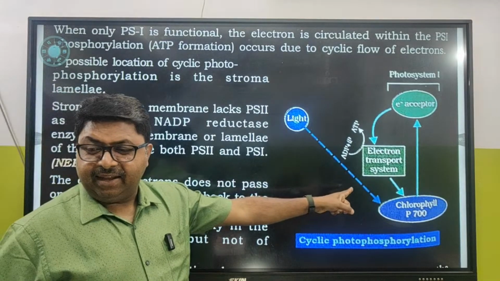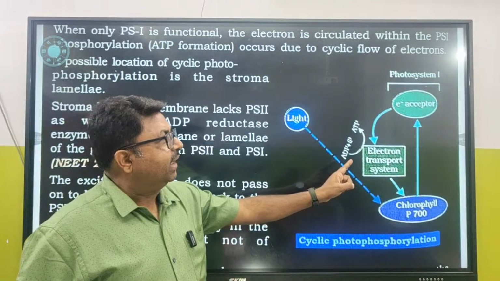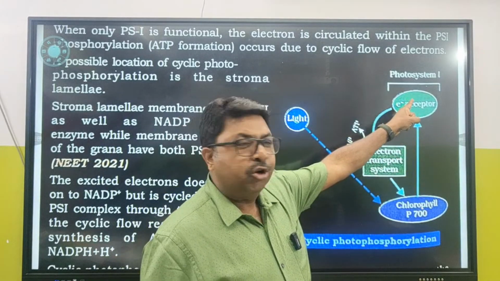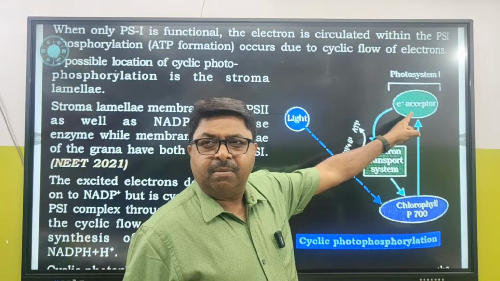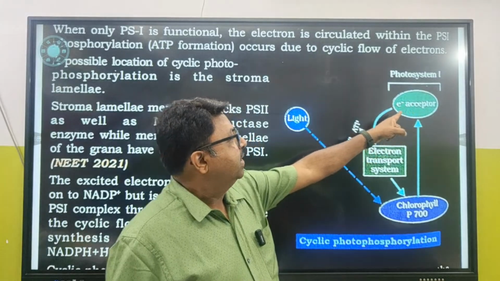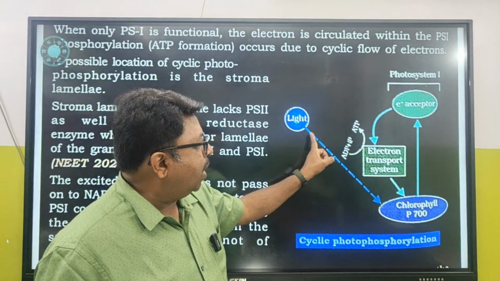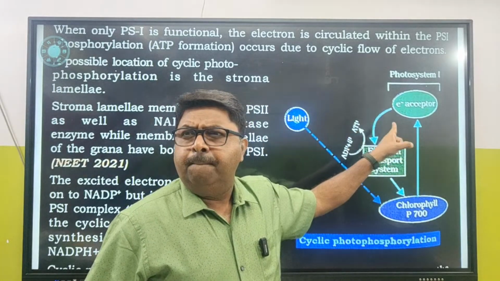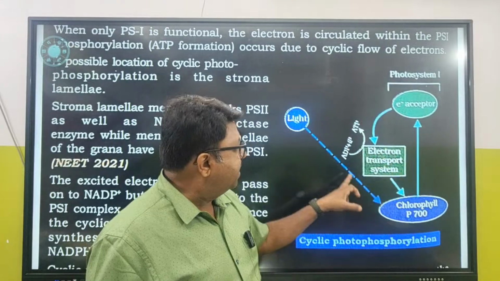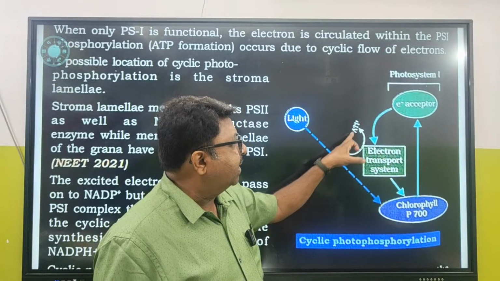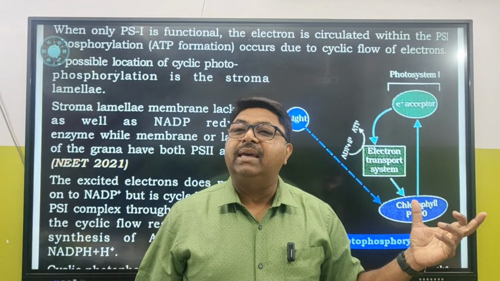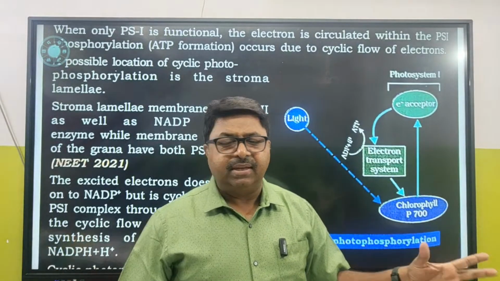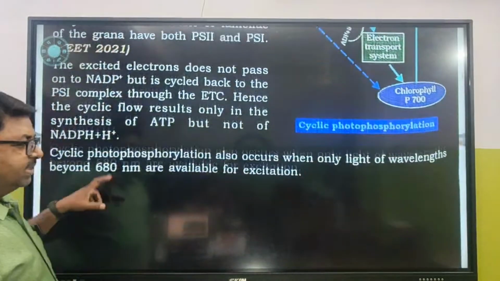See over here in cyclic. In cyclic, P700, the electron is accelerated by FeS. It comes back to what? Who takes the electron in the ETS? PQ takes it. So ultimately what is formed in the electron transport system? Only ATP is formed from the ETS, NADPH is not formed. This is cyclic.